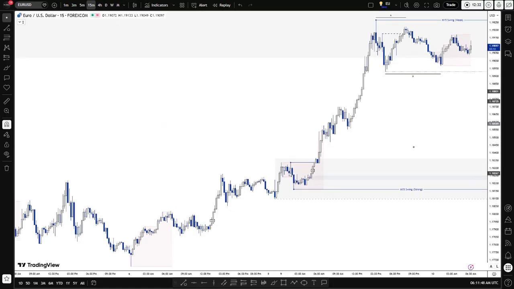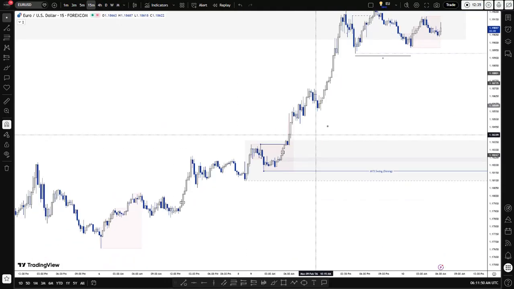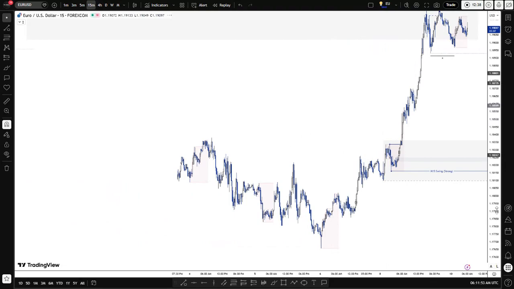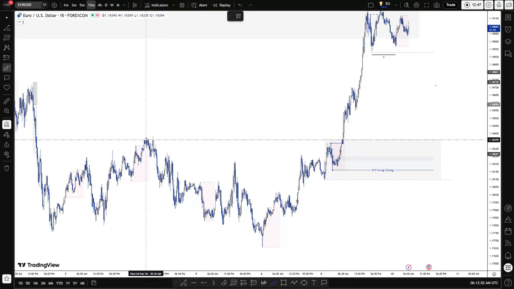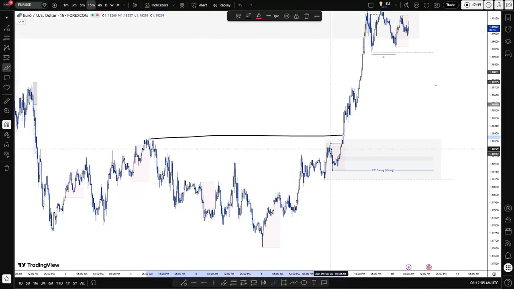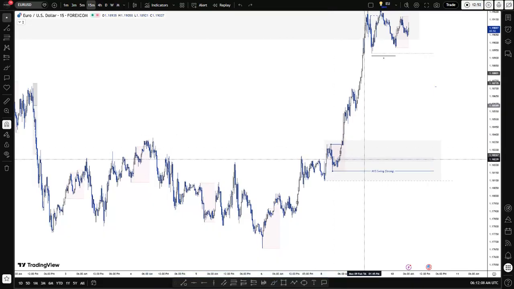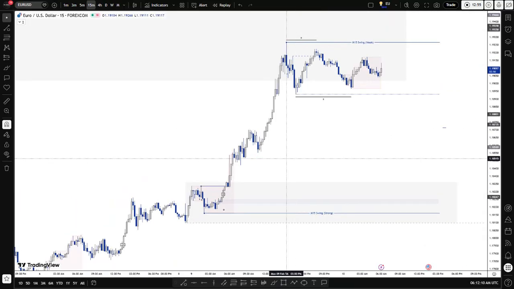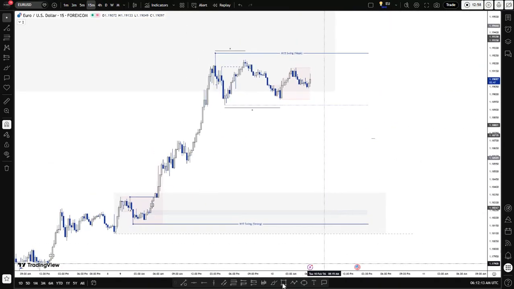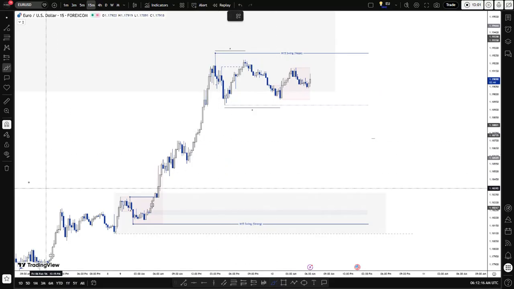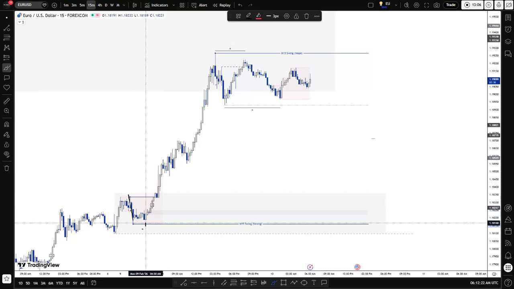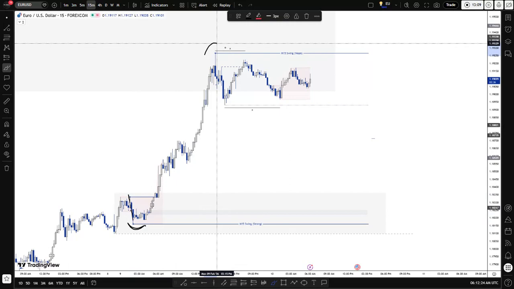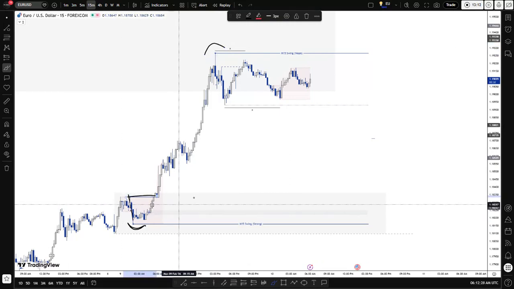So on the M15, my swing structure is bullish. I know it's tight, but we're still looking for the same thing, because even if you've drawn this as your swing break of structure, it's still the same thing. So this is my swing structure. This is my strong swing low, and this is my weak swing high. That is the swing break of structure confirming the bullish break of structure.